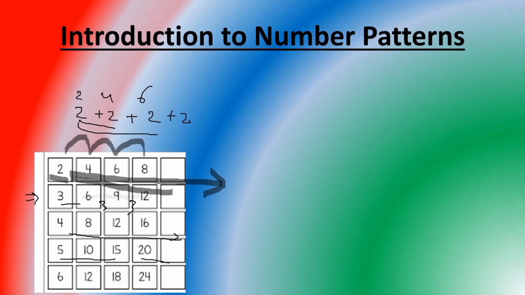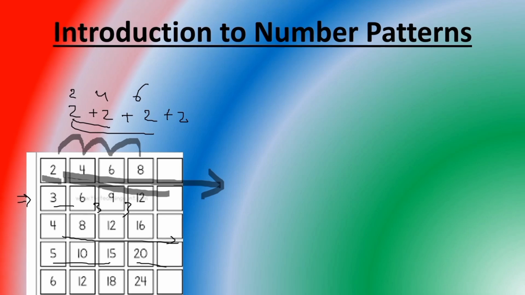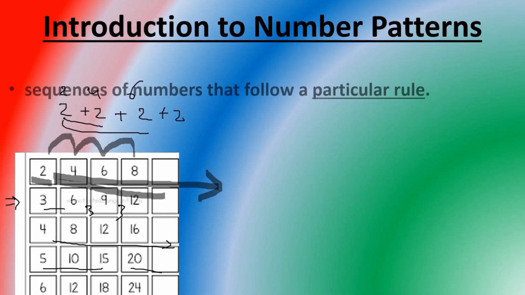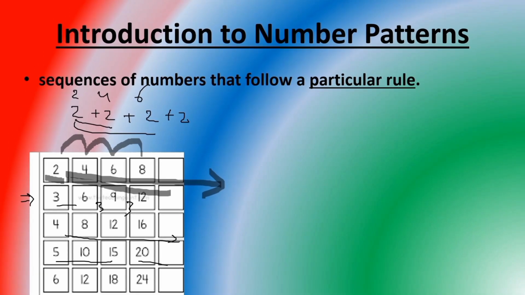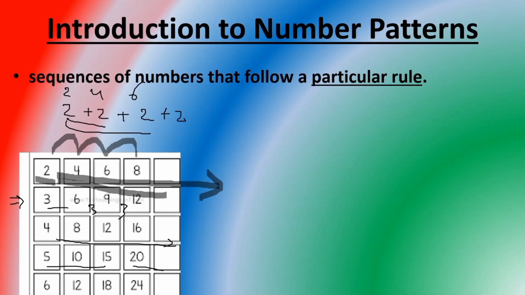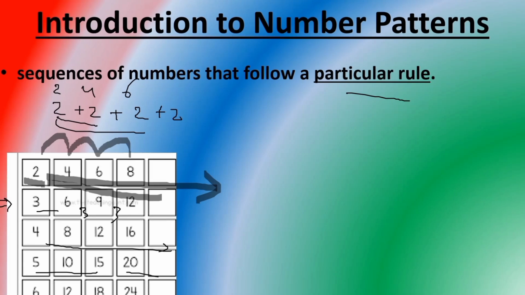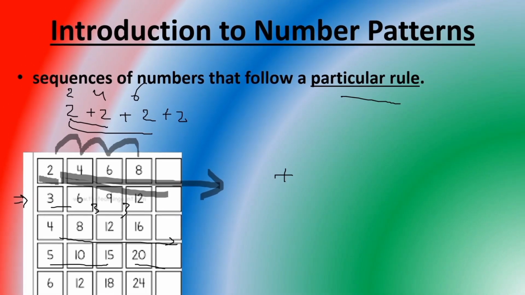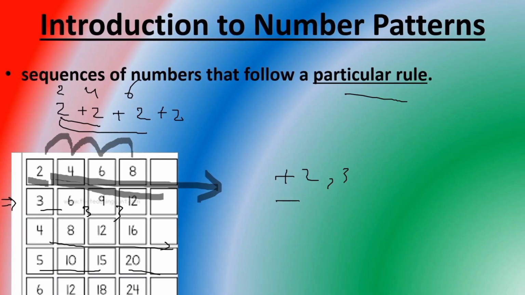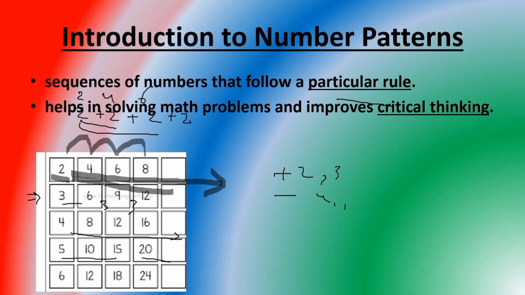And the third row, 4, 8, 12, this is increasing by 4. And the fourth one, that is the table of 5, so it is increasing by 5. So in that way these are increasing. So we can say a pattern is a sequence of numbers that follow a particular rule. And what is that particular rule? The numbers are increasing by a certain number. The first row is increasing by 2 and the second is increasing by 3. So here we can see numbers are increasing or decreasing by 2, 3 or 4. So we have to calculate that.